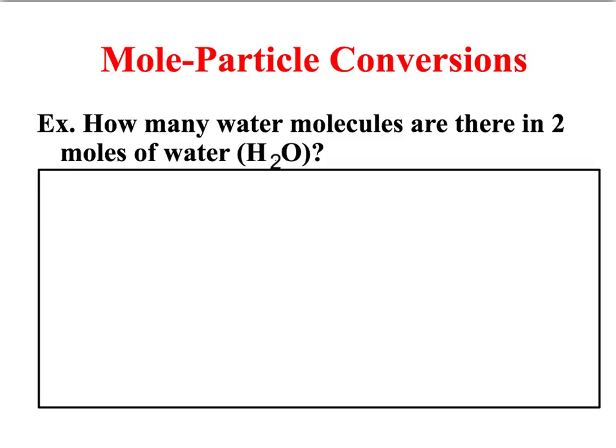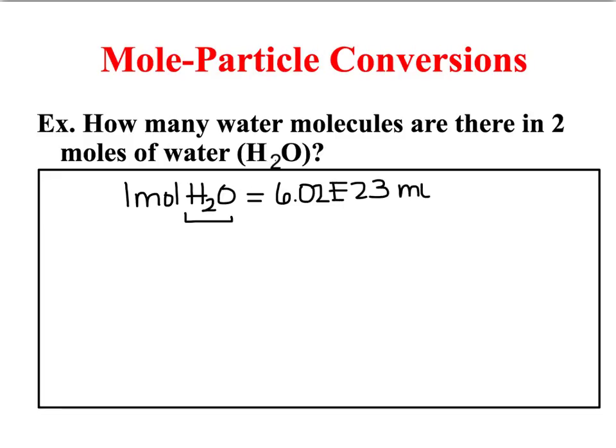Okay, so now that you know what a mole is, we can learn how to do a conversion between moles and particles. So in this case it says how many water molecules are there in 12 moles of water. So we already know from our previous slide that 1 mole of water, 1 mole of anything, but water in this case, would be equal to 6.02 times 10 to the 23rd molecules of water.